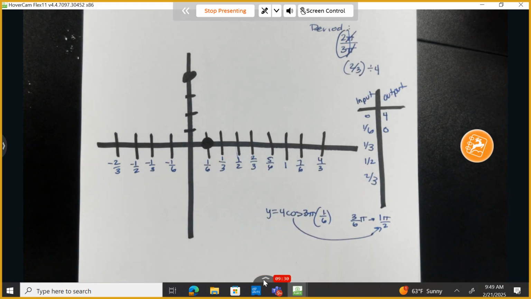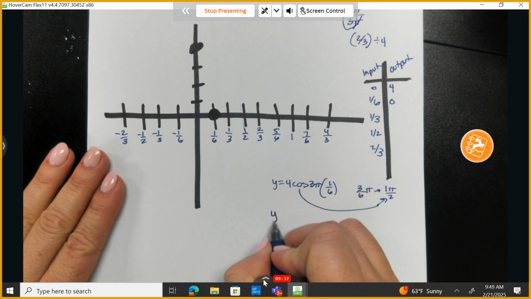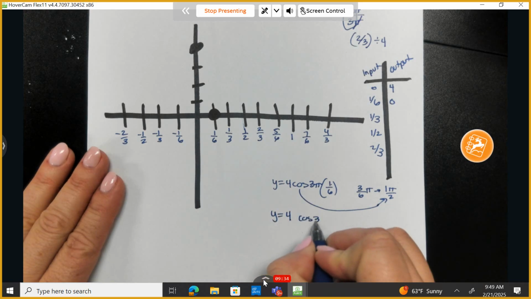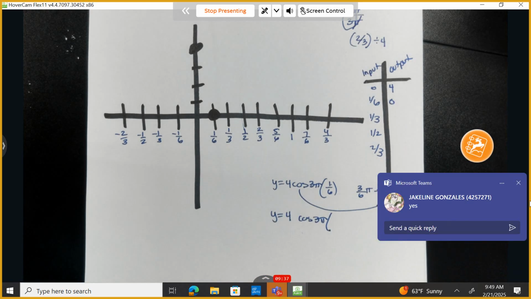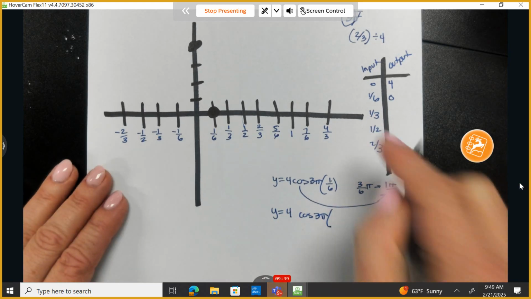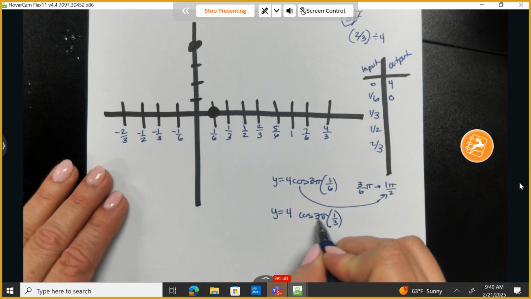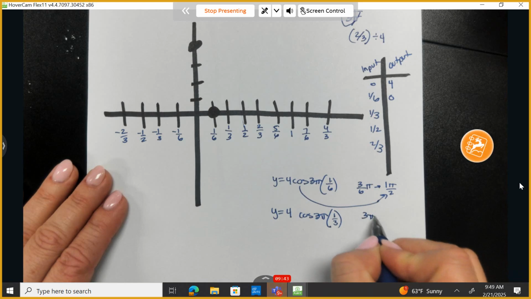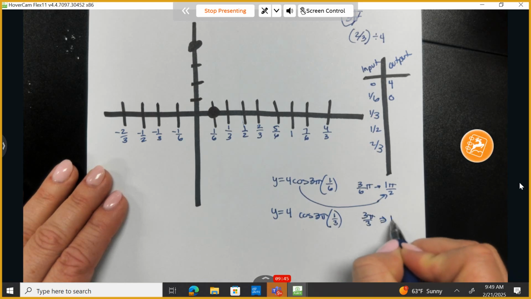I'm going to do just one more because this is a tough one for many students. Y equals 4 times the cosine of 3 pi, and now I'm going to input a value of 1/3. So when I simplify this, 3 times 1 is 3 over 3. Okay, that just gives me 1 pi.